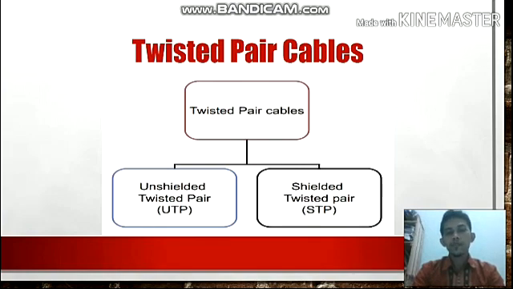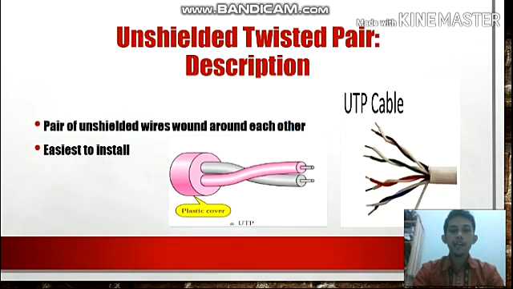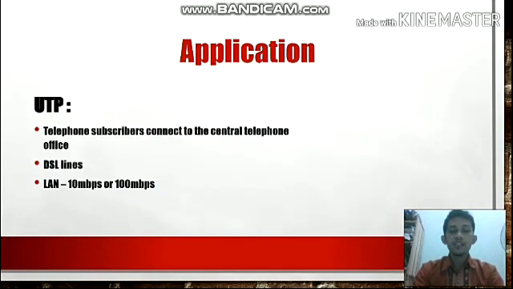There are two types of twisted pair cables. They are unshielded and shielded. Unshielded twisted pair or UTP and shielded twisted pair or STP. Unshielded twisted pair description. A pair of unshielded wires wound around each other. Easiest to install. And you can see the pictures of the UTP cable on the side. The applications of UTP cable are telephone subscribers connecting to the central telephone office, DSL lines, and LAN, 10 Mbps or 100 Mbps.